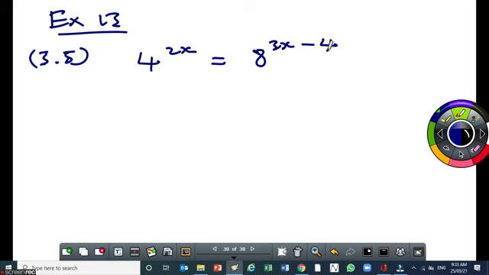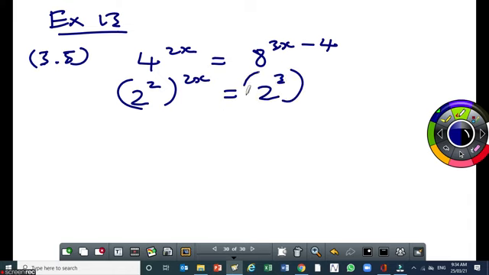So here, on the left we've got a base of 4, on the right we've got a base of 8. By now you should know that 4 is 2 squared, 8 is 2 cubed. If I come to your home whilst you're fast asleep, I wake you up and say, tell me, convert 8 to a base of 2. Straight away it must tell me it's 2 cubed. It should get to a point where it becomes natural. Okay, so this becomes 2 squared, all raised to the power of 2x, is equal to 2 cubed, all raised to the power of 3x minus 4.